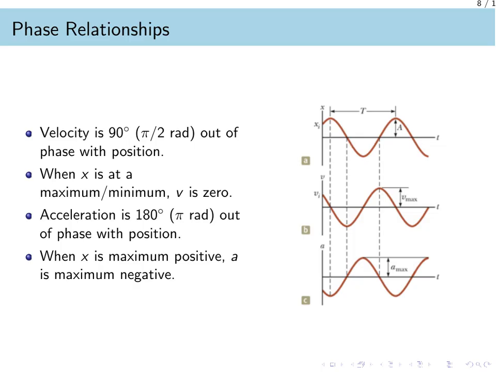Acceleration is 180 degrees, or pi radians, out of phase with the position. Therefore, when the displacement is at its maximum positive value, the acceleration reaches its maximum negative value, always acting as a restoring force toward the center.